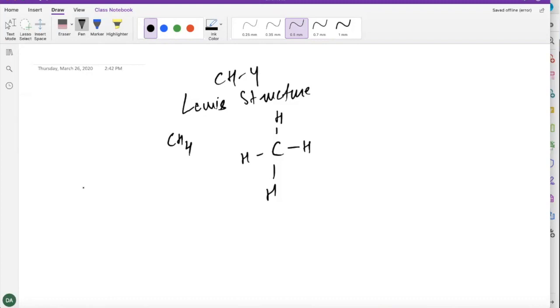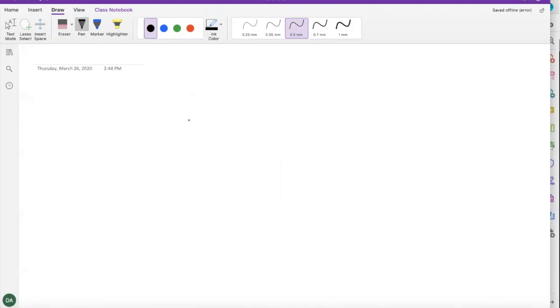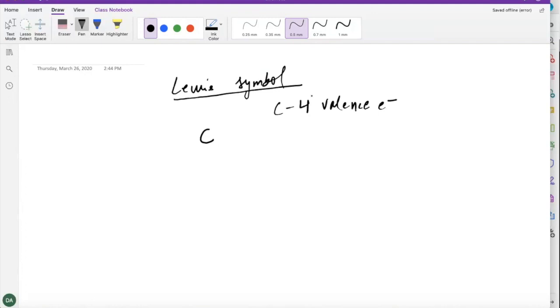Let's go back to our first thing, which is if I ask you to draw a Lewis symbol, then Lewis symbol means this, guys. If I ask you to draw Lewis symbol for carbon, tell me how many valence electrons does carbon have? 4. So carbon has 4 valence electrons. When we're talking about Lewis symbol or Lewis structure, we only care about valence electrons. We don't care about total electrons. So if carbon has 4 valence electrons, I need to show 4 electrons on this carbon.